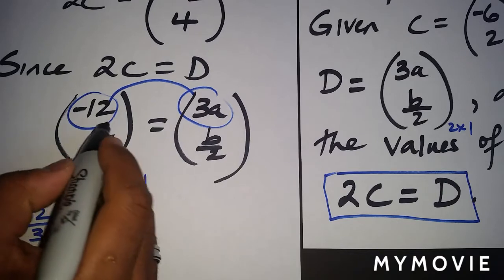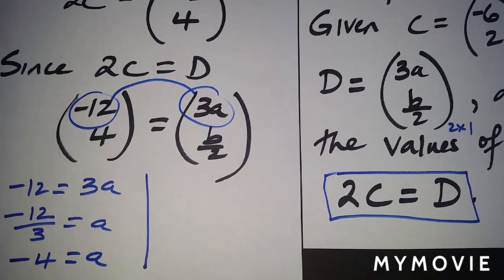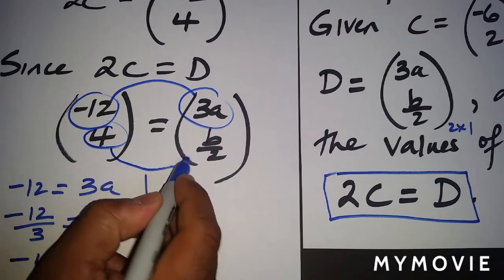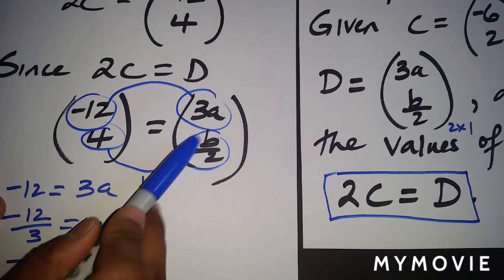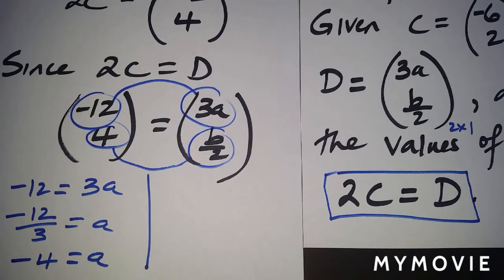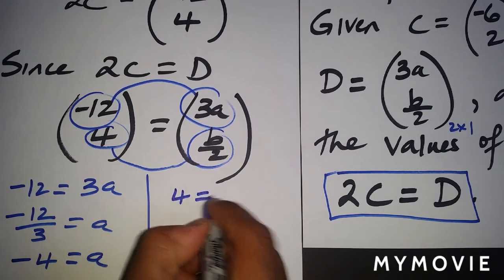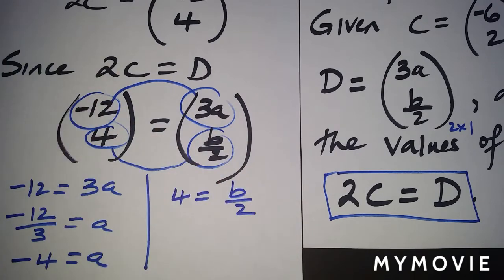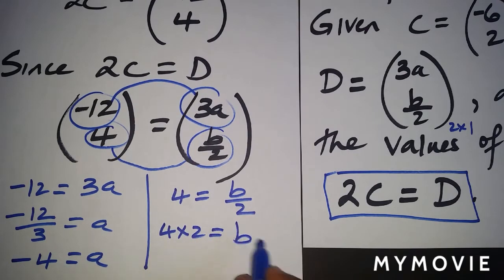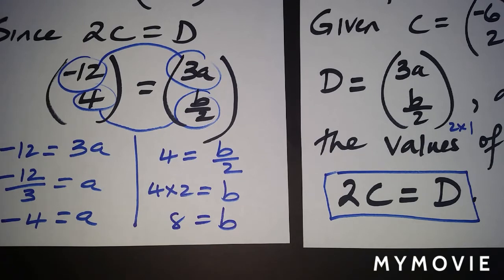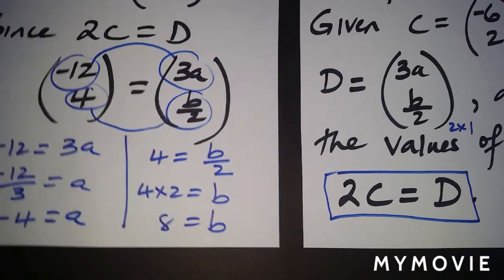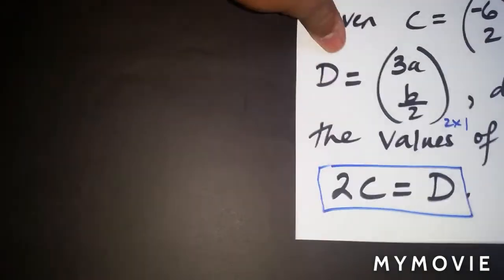Next thing. 4 here is going to be equal to B over 2. So 4 is going to be equal to B over 2. So we simply can create that equation. So 4 is equal to B over 2. And we're simply going to make B the subject. So it means 4 times 2 in this case is equal to B, which means the value of B is actually 8. So this would be example 2.